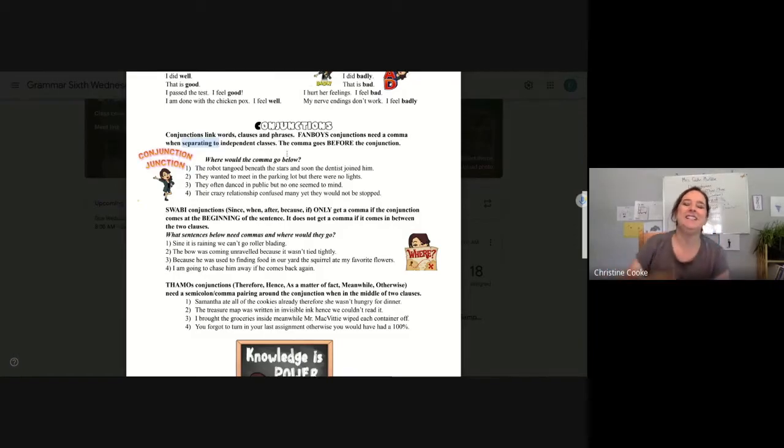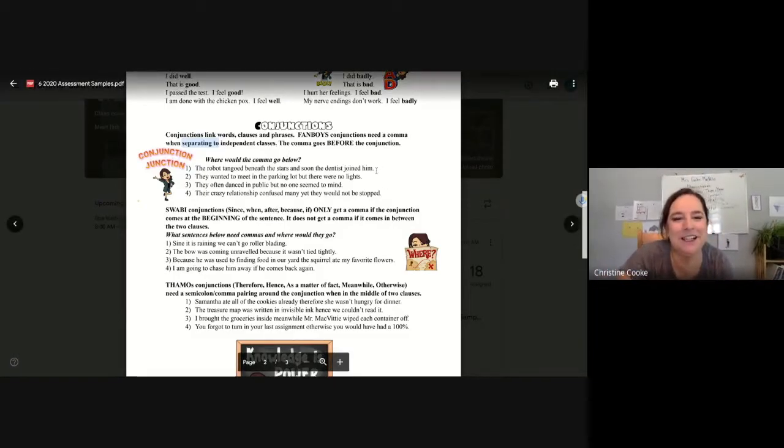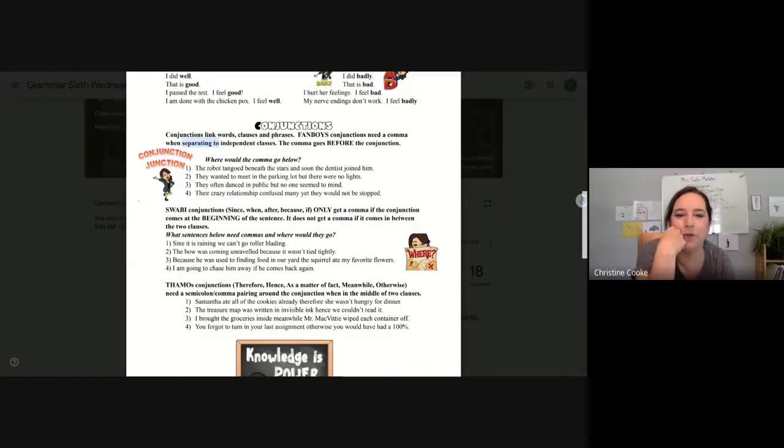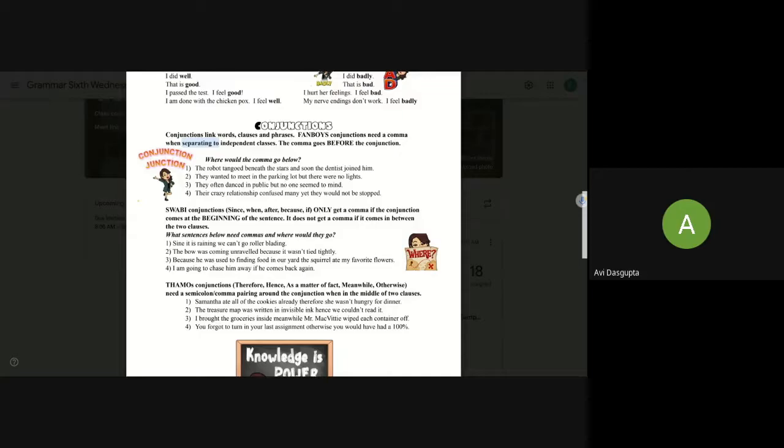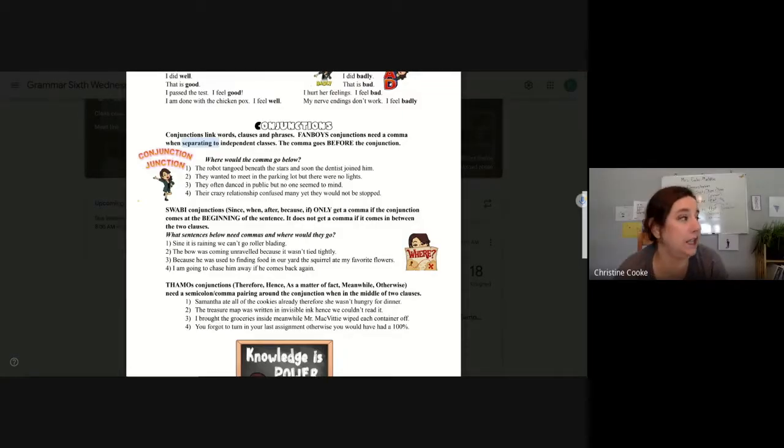Independent clauses. More importantly than my bad grammar, where would the comma go in the robot tangled beneath the stars, and soon the dentist joined him? Go ahead and yell out. Where would the comma go? Before the and or after the and? Before the and, because that's a huge mistake people make. Sometimes they put the comma after the conjunction. It has to go before. So when you have a FANBOYS conjunction: the robot tangled beneath the stars, comma, and soon the dentist joined him.